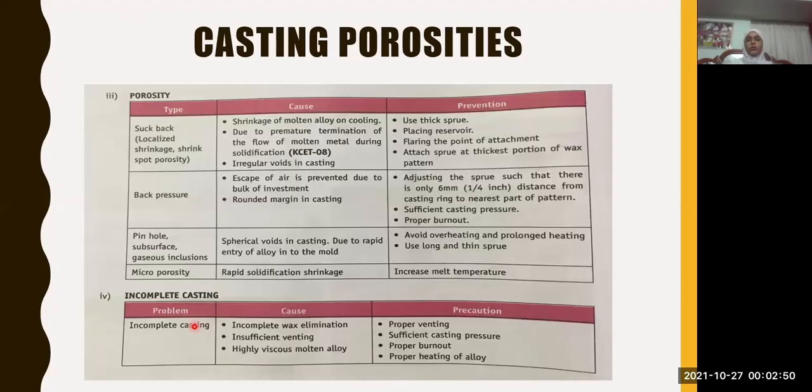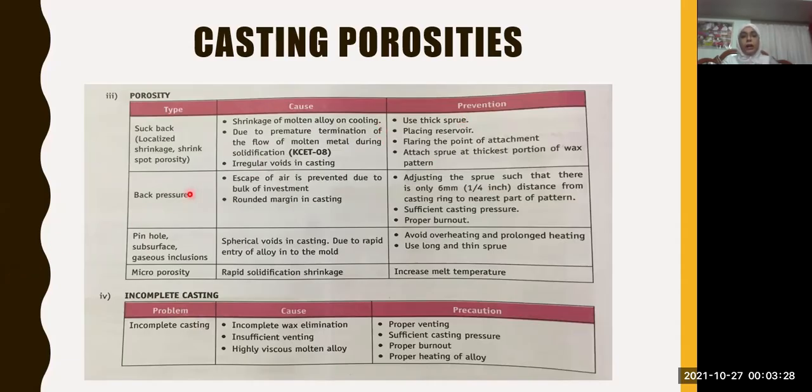Okay. So in short, you have suckback localized shrinkage porosity. The main cause of this porosity is shrinkage of the molten alloy on cooling due to premature termination of the flow of molten metal during solidification, and irregular voids in the casting. You can prevent suckback porosity by using a thick sprue, by placing a reservoir, by flaring the point of attachment, and attaching the sprue at the thickest portion of the wax pattern. So all this will prevent your suckback porosity.